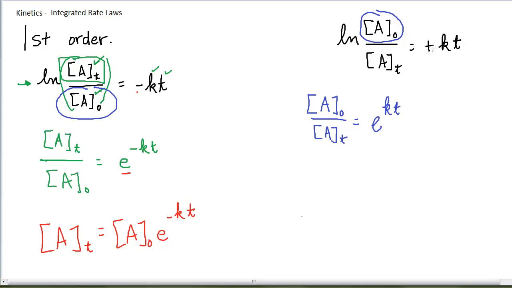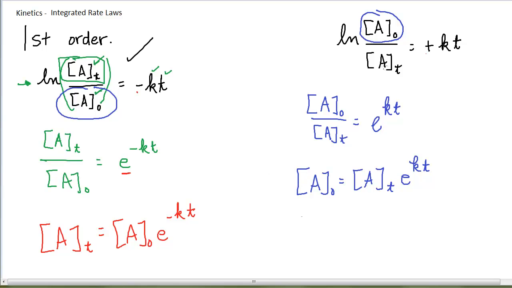This is the inverse log now, of the positive kt. And my initial concentration is equal to my concentration at time t times e to the positive kt. And so again, these bottom two formulas are exactly the same formula that we started with, even in the previous video. We've just done some algebra to rearrange them a little bit.